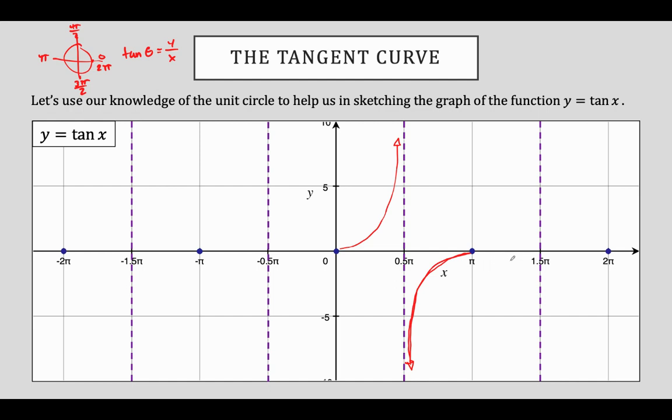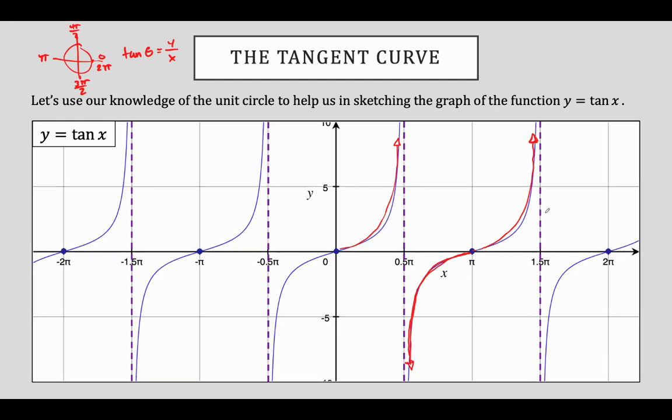Similarly, we could look at the region between pi and 3 pi over 2. Pi and 3 pi over 2 corresponds to the third quadrant on the unit circle. And tangent is actually positive in the third quadrant. That means that all of my outputs have to be positive, causing my graph to go up and approach positive infinity as x approaches 3 pi over 2. Hopefully you are beginning to see a pattern here. As we fill in the rest of this graph, we get these nice curves, just like so.